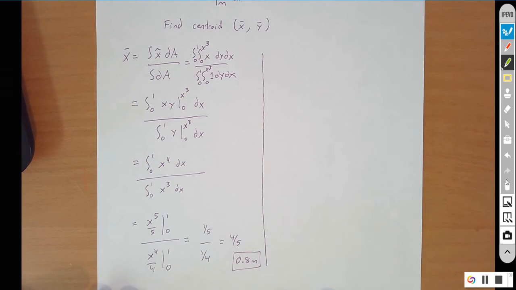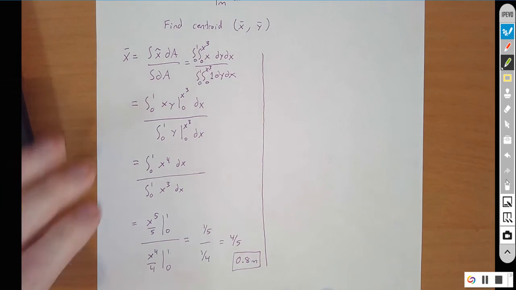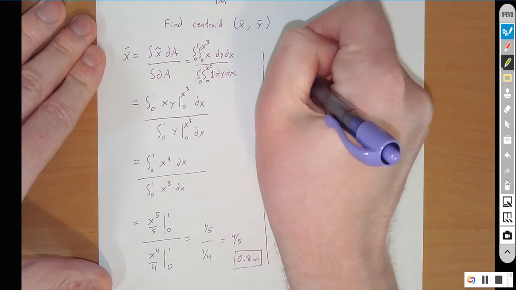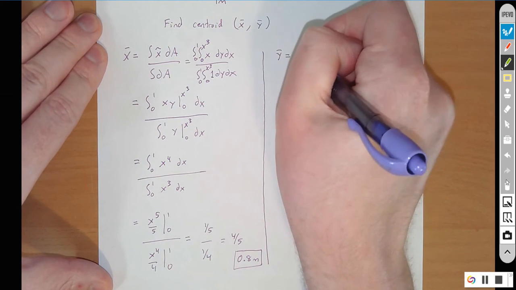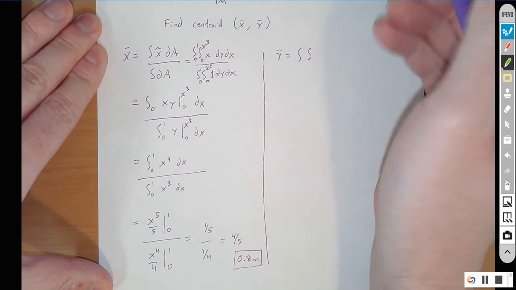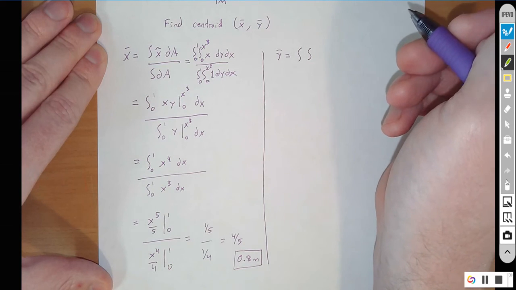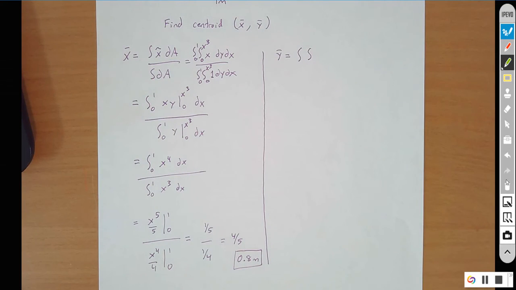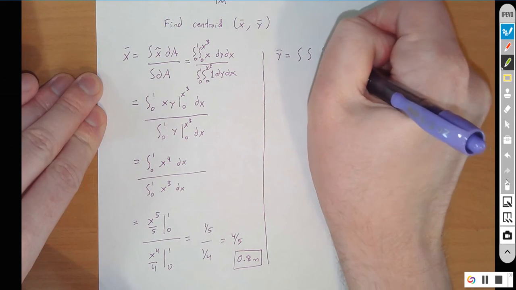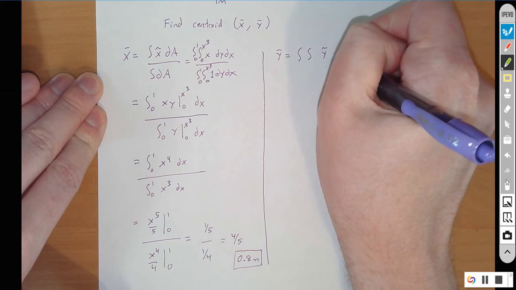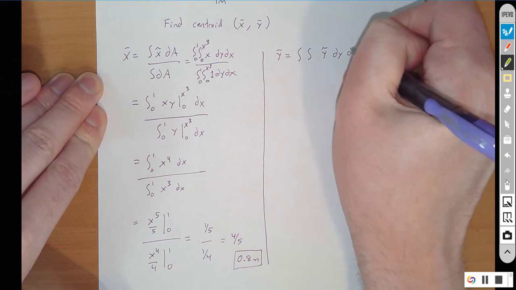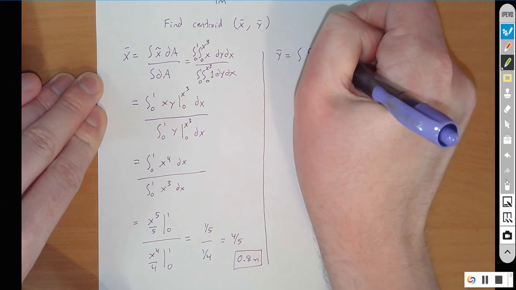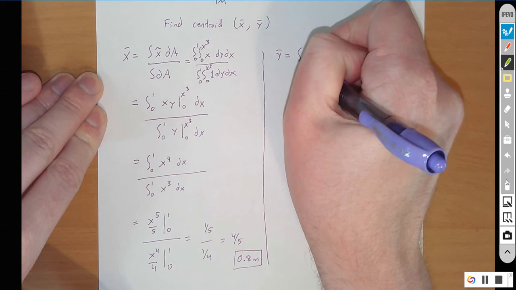All right. So repeat the same process for y bar. Y bar, double integral. For the same reasons, I am going to do dy dx because I want to start with that 0. You can go with dx dy. It's completely fine. So now we're going to go y tilde dy dx. We're going to go from 0 to x to the third, 0 to 1.